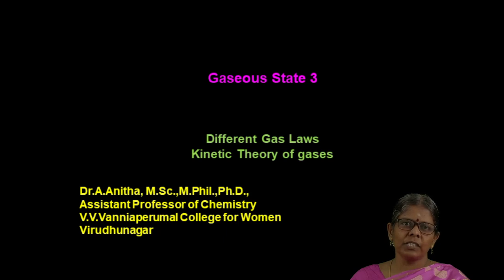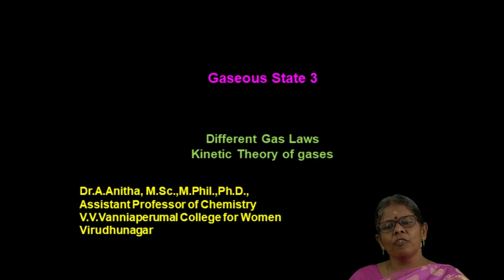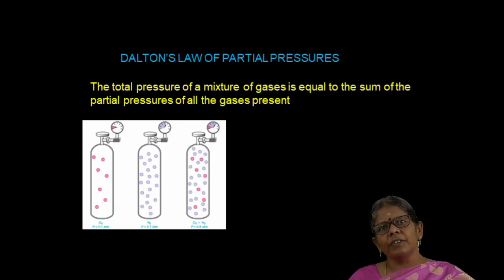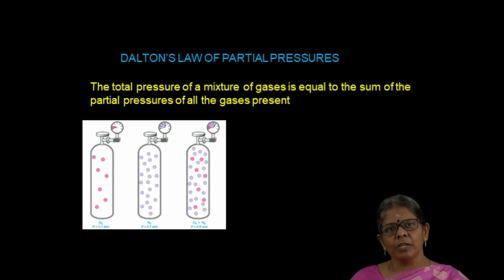Continuing, this is the third module of the gaseous state, and in this we see about Graham's law of diffusion and then Dalton's law of partial pressure, followed by the assumptions involved in the kinetic theory of gases. First we get into Dalton's law of partial pressure.